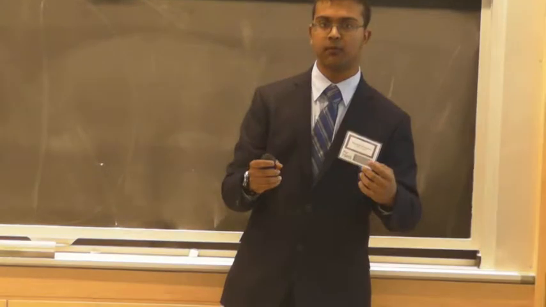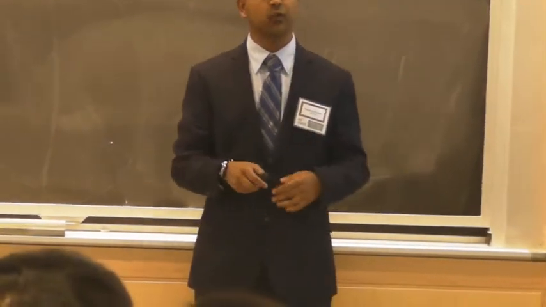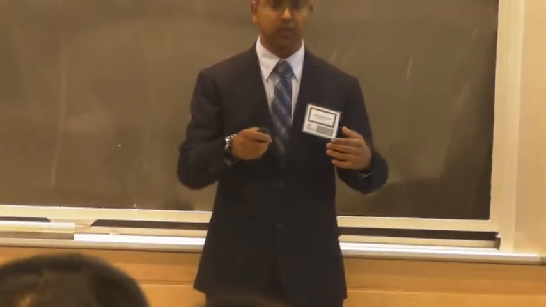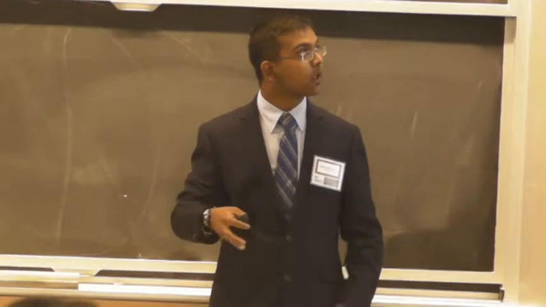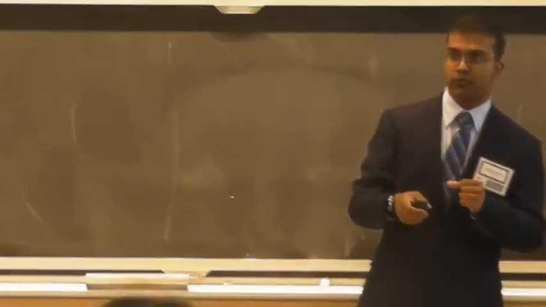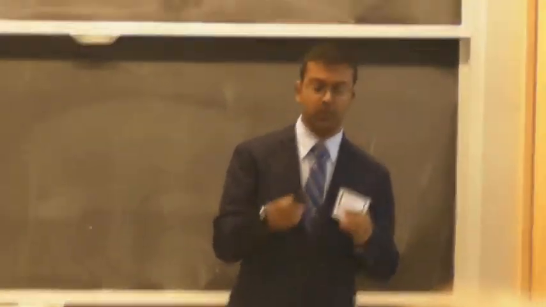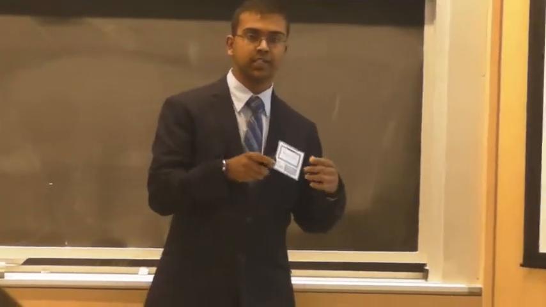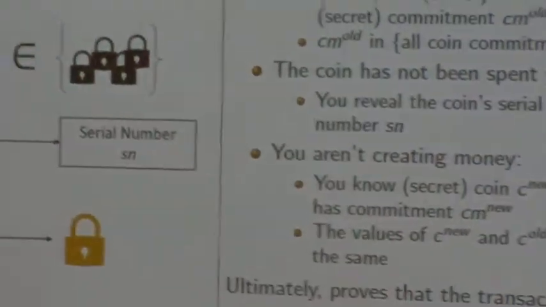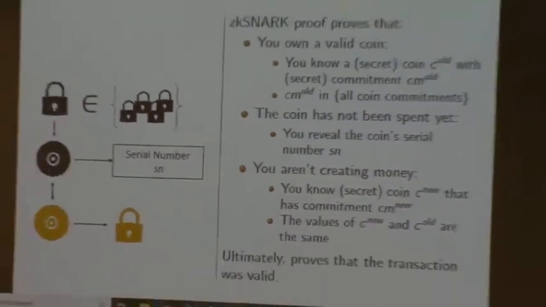The first thing it proves is that you own a valid coin. So in each anonymous transaction, you're going to be creating some new coins, and these are going to be stored in the set of all coin commitments. So first you need to prove that you know some secret coin commitment CM old that's in the set of all coin commitments. And then you need to prove that you know coin C old such that its commitment is CM old. And so by proving this, you're proving that you own some coin that has been created before, and therefore it's valid.